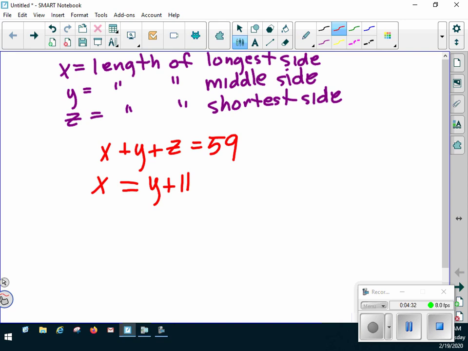The medium side, I guess I should have put medium instead of middle. The medium side is 3 inches more than the shortest side. The medium side, what's the medium side? Medium side is 3 more than the shortest side. 3 plus Z, or Z plus 3, it doesn't matter which way you write it. There's your system of equations, right there.